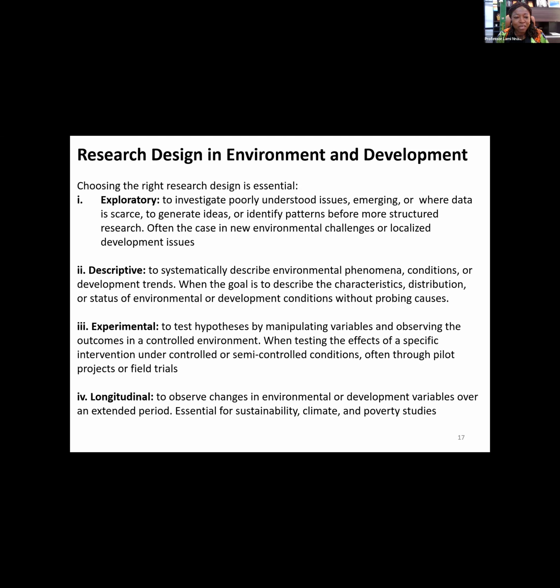So descriptive research design is to describe environmental phenomena, conditions, or developmental trends. Okay? Experimental is to test hypotheses by manipulating variables. You change this, change temperature. If you heat it, what will happen? If you increase pressure, what will happen? Okay?